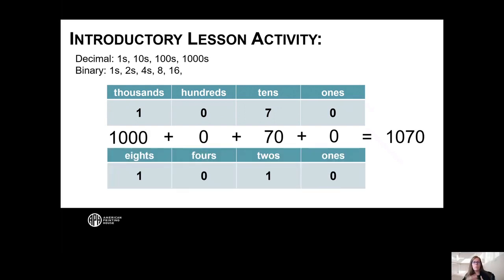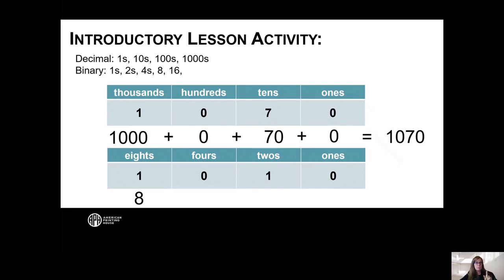Okay, so this time from right to left, we have ones, we have twos, we have fours, and we have eights. So underneath in the table, under the eights, we have a 1, under the fours we have 0, under the twos we have 1, and under the ones we have a 0. So we look at that and convert it into base 10.